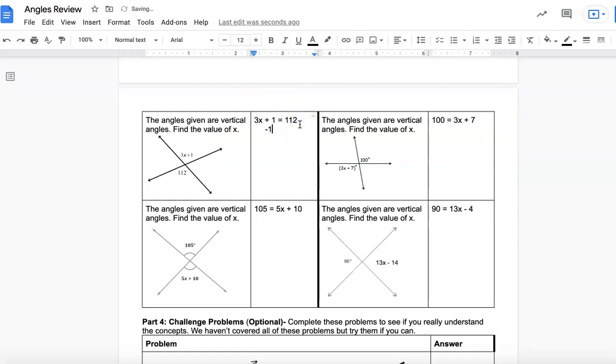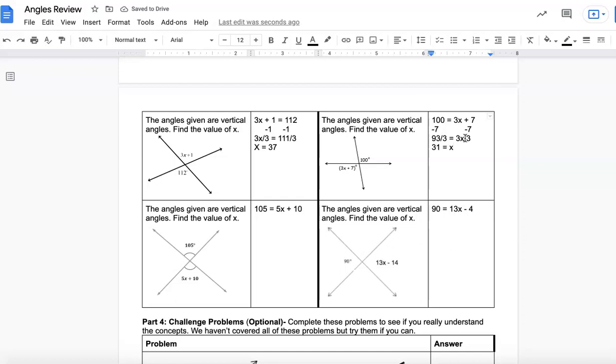So in this one, I'm going to subtract 1 from both sides first. 3x would equal 111. Divide both sides by 3. X equals 37. 111 divided by 3 is 37. This one, we're going to subtract the 7 first from both sides. You're left with 93 equals 3x. Divide by 3. 93 divided by 3 is 31 equals x.